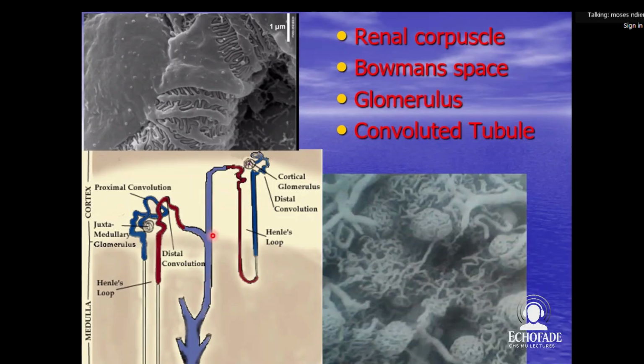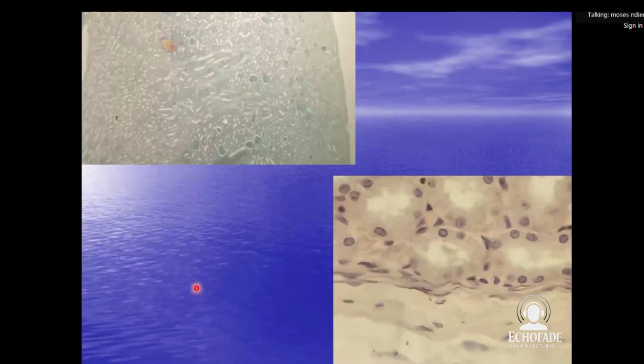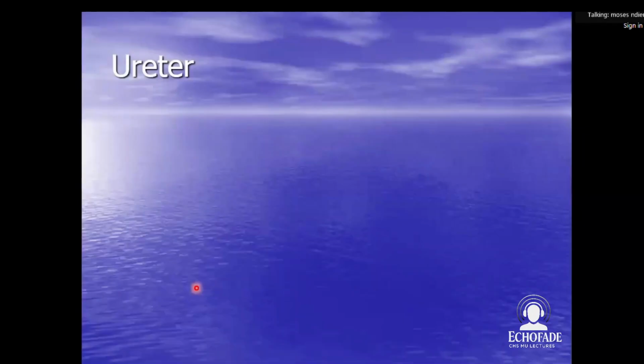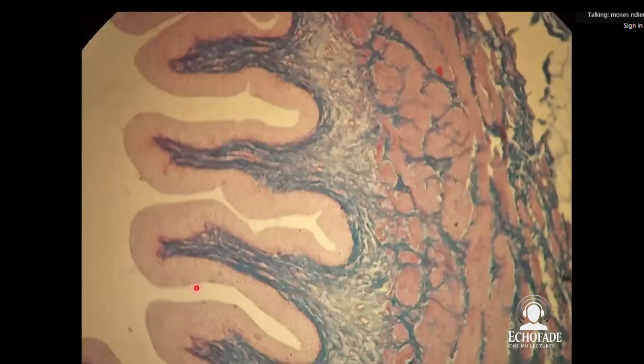And we have already said that the nephron originates from the renal vesicle. The uriniferous tubules originate from the ureteric bud. So let's now look at these structures. Where do they develop from? And how do they develop?